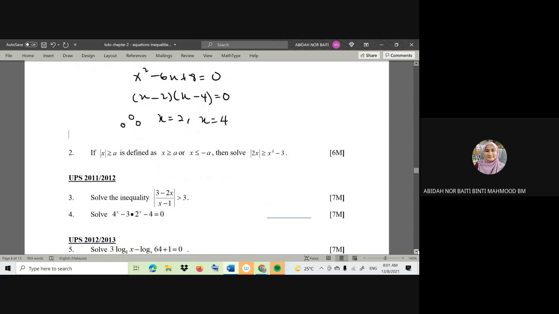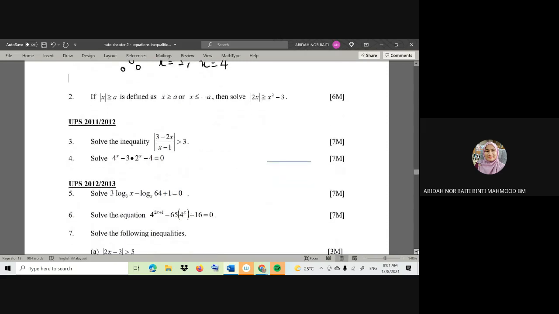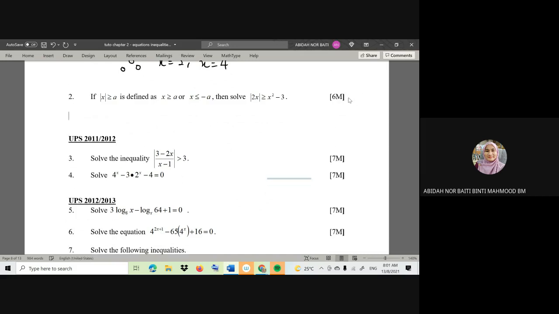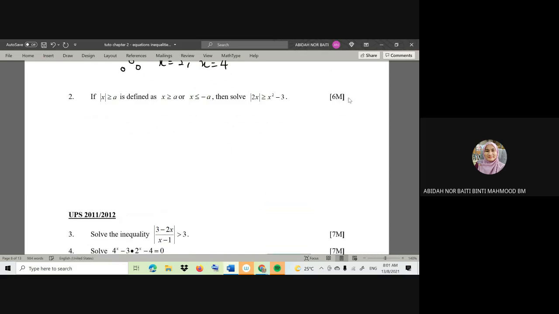For question number 2, given modulus of x greater equal a, then solve. Okay, for question 2, dia guna goal kan? Basic definition tu. Okay, so kita kena pakai ni jugalah. Goal, this is goal lah. Greater. Okay, here we have modulus at one side, so we use goal. Okay, greater equal, greater is or.